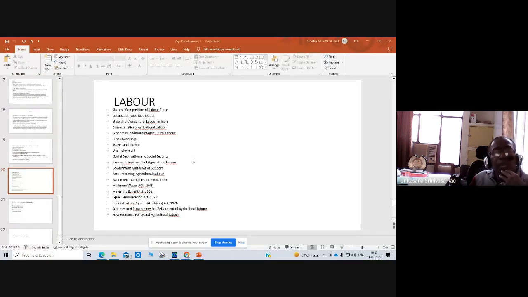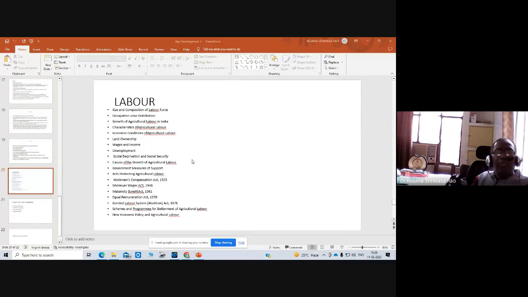Then, acts protecting agriculture labor. There are different types of acts that have been introduced to protect the labor: the Workmen's Compensation Act, the Minimum Wages Act, the Maternity Benefit Act, the Equal Remuneration Act, and the Bonded Labor System Act. So these are the acts, and there are acts from 1923 onwards. These acts have been introduced, and in India they are being implemented in several states in a successful manner.